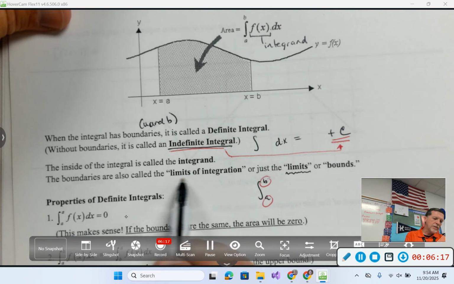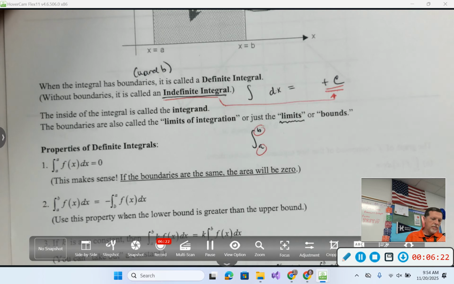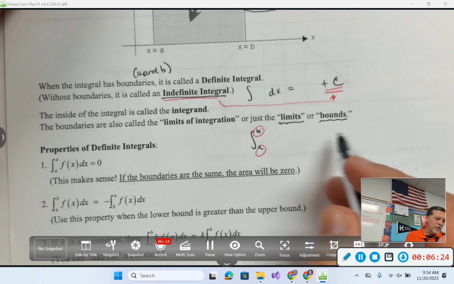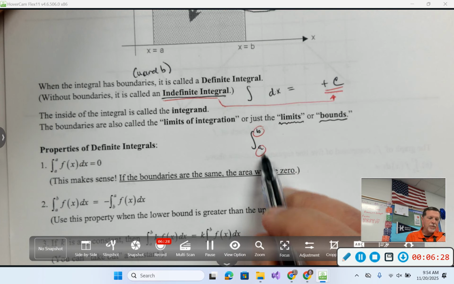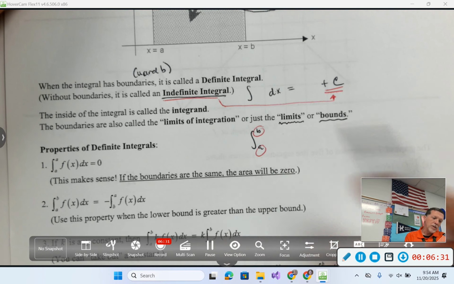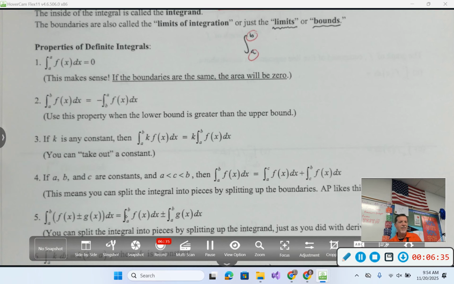Rarely will I say limits of integration. I'll just use limits or bounds. And I try to use bounds to avoid the confusion with limits. We have limit problems. This isn't a limit problem, but those are limits of integration. Okay, some properties. First one.